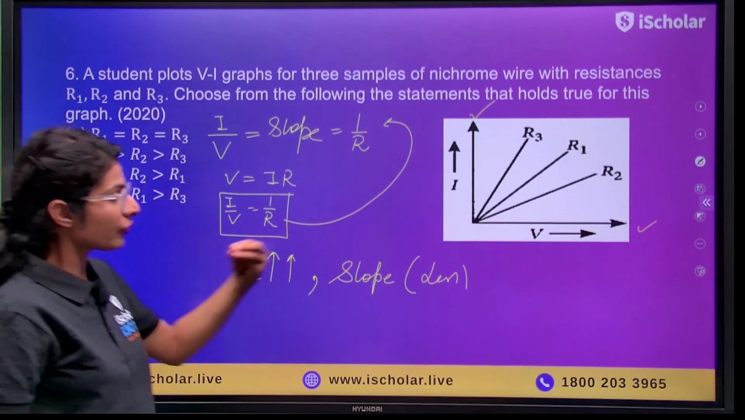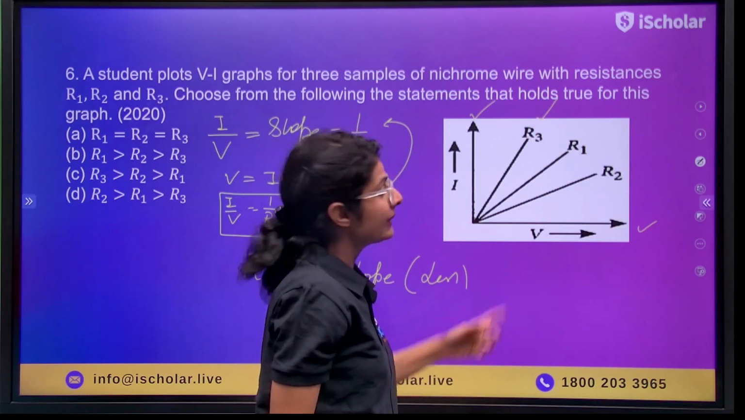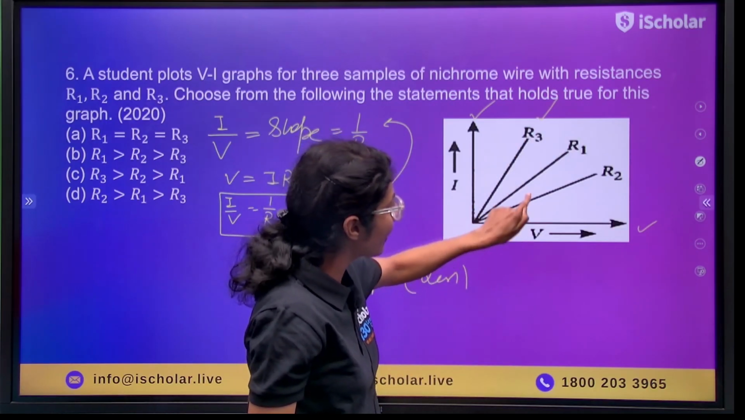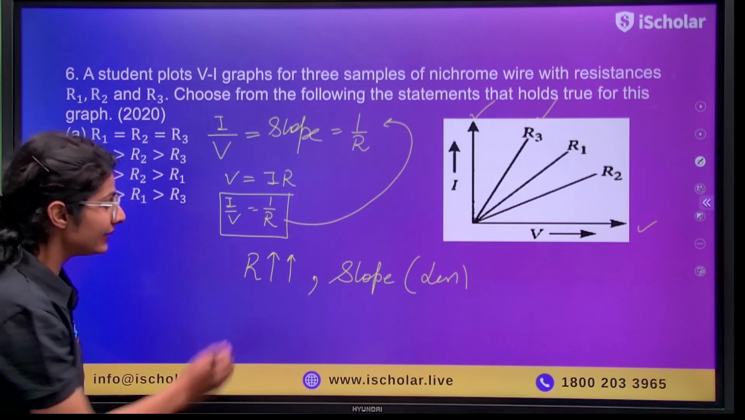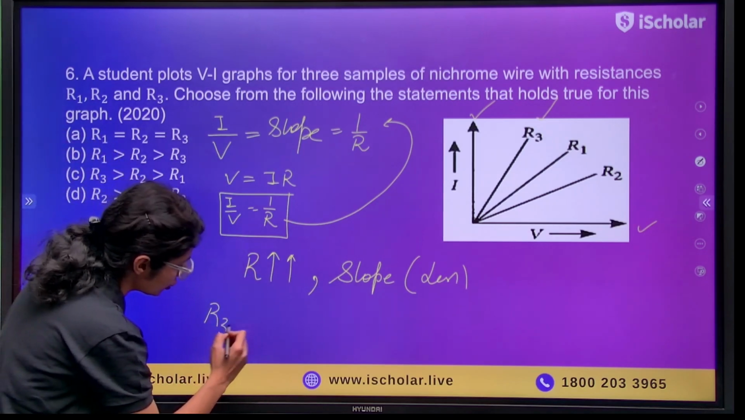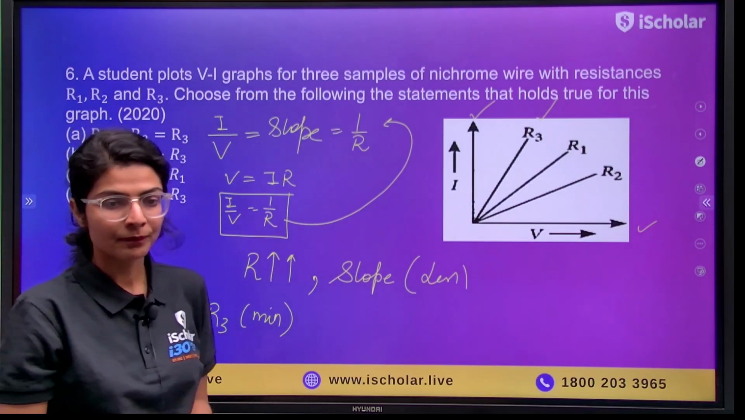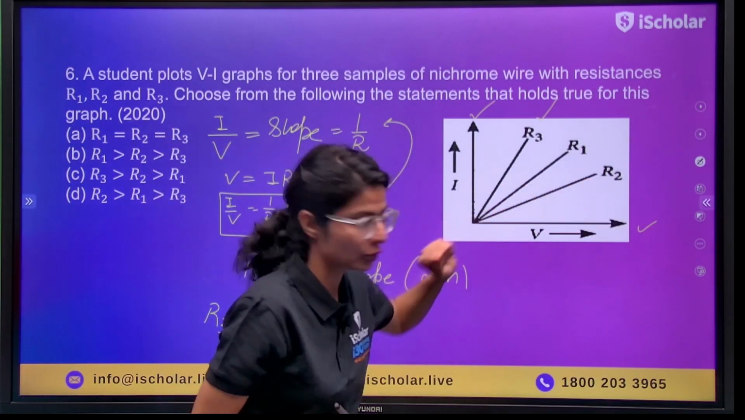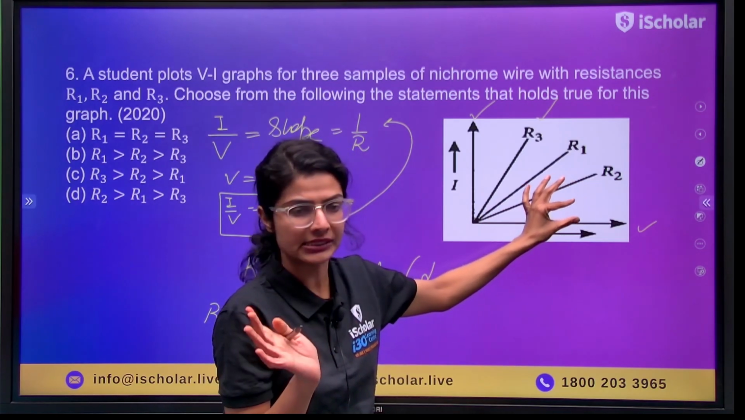Okay, so from this, now can I say that the R3 one has the maximum slope? So logically, students, tell me, R3 should be the minimum of all. Yes? Okay. Now tell me for R2. R2 has the minimum slope of all these.